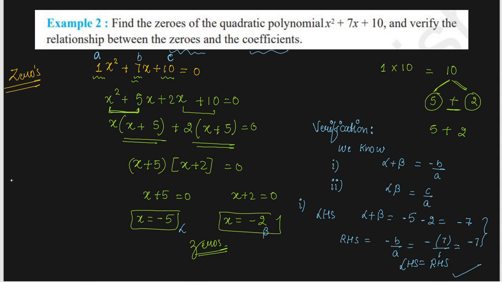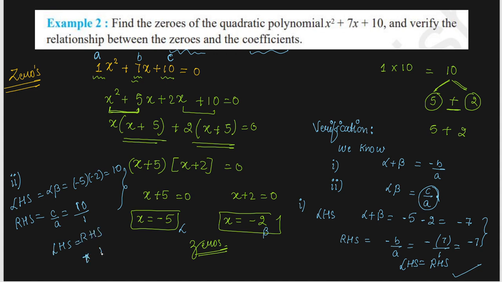This was the first part, then we'll go with the second part. What is the second part? First, start with your left hand side, the product of roots, which is alpha beta. Alpha beta is negative 5 times negative 2, which is positive 10. Then the right hand side is c over a. Compare it from the original equation given. This is 10 over 1. Thereby your left hand side is equal to right hand side. Hence verified, and therefore you are going to get full marks over here. Okay, first zeros, then verification. Simple.